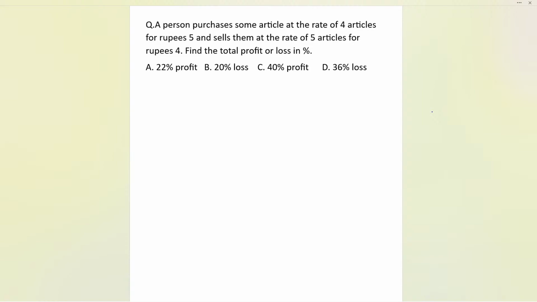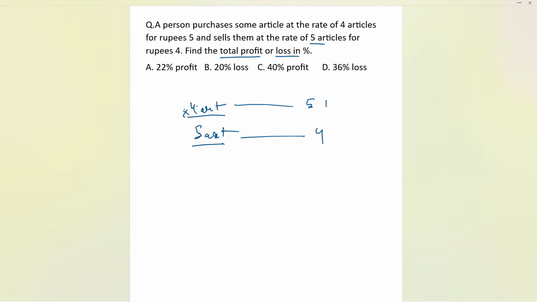The question says a person purchases some articles at the rate of 4 articles for 5 rupees. Don't write rupees or anything, it will take your time. Just write 4 and 5, and he sells at 5 articles for 4 rupees only. Find the total profit or loss. Whenever a question like that is given, try to make these numbers the same. So take the LCM of 4 and 5. LCM is 20.